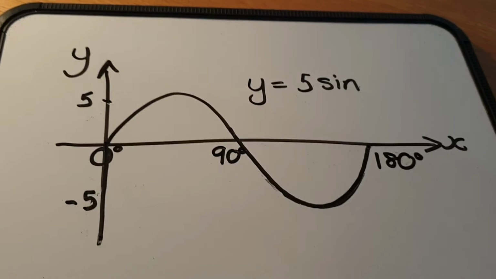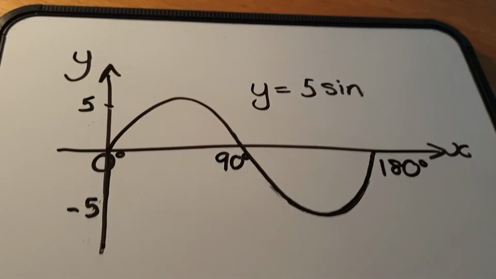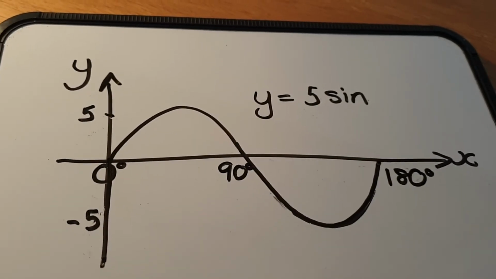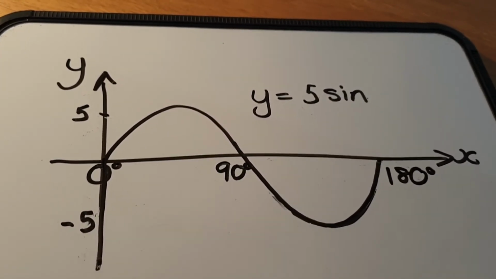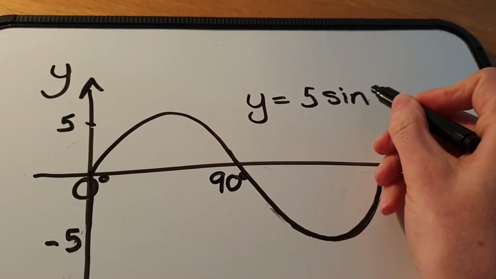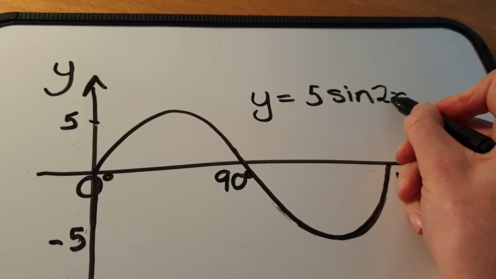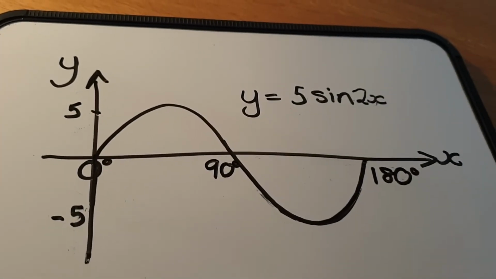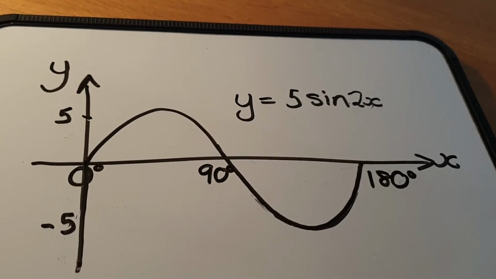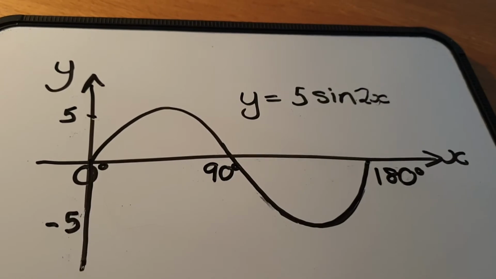Okay, this time the graph is finishing at 180 degrees, not at 360. So the period is going to be 180 degrees, because one graph's finishing at 180. So the number that'll come after the sine is 2x. The reason for this is because normally we draw between 0 and 360 degrees, and in that space you'd be able to fit 2 of those curves, so that's why it's a 2x.